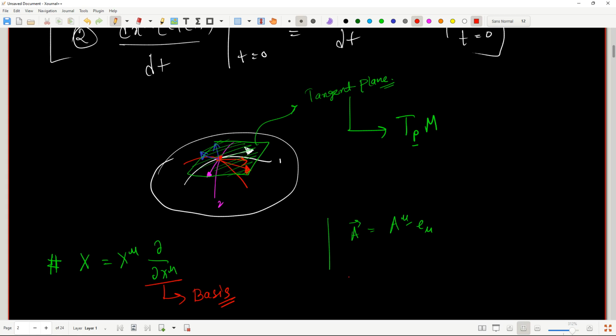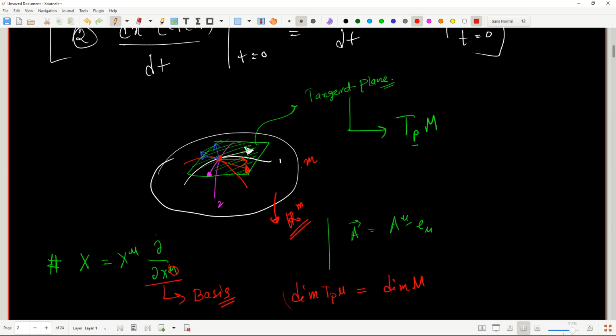We note that the dimension of the tangent space is equal to the dimension of the manifold. Why? Because if this manifold is m-dimensional, then these local coordinates are coming from R^m, or Euclidean m-dimensional space. So you have m basis vectors, so your tangent space will also have a dimension m, which is equal to the dimension of the manifold itself.